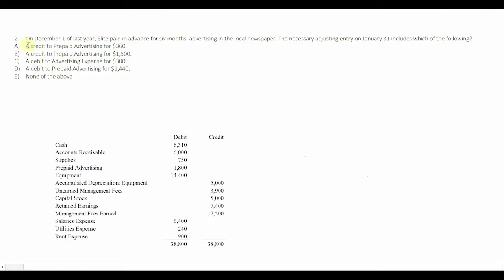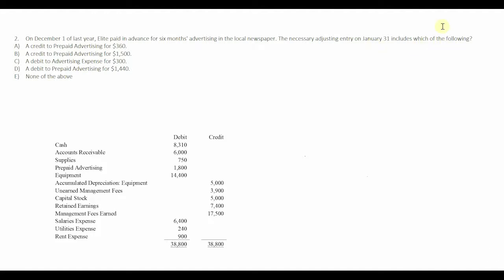Okay, moving on to question 2. On December 1st of last year, Elite paid in advance for 6 months advertising in the local newspaper. The necessary adjusting entry on January 31st includes which of the following?